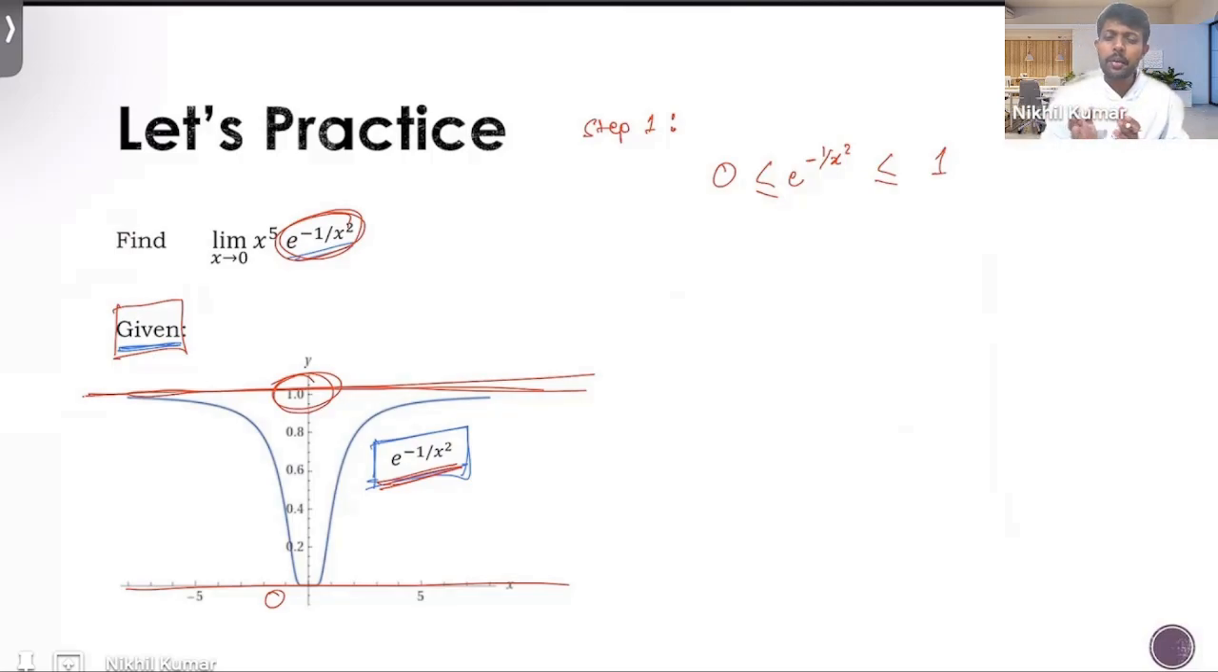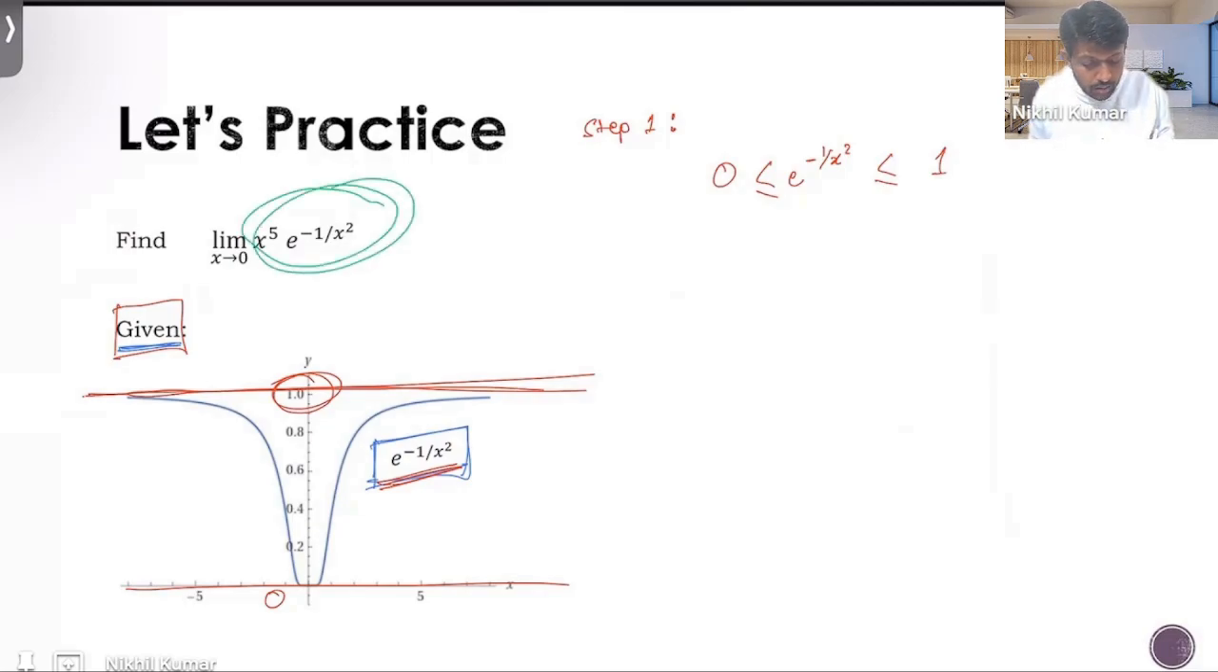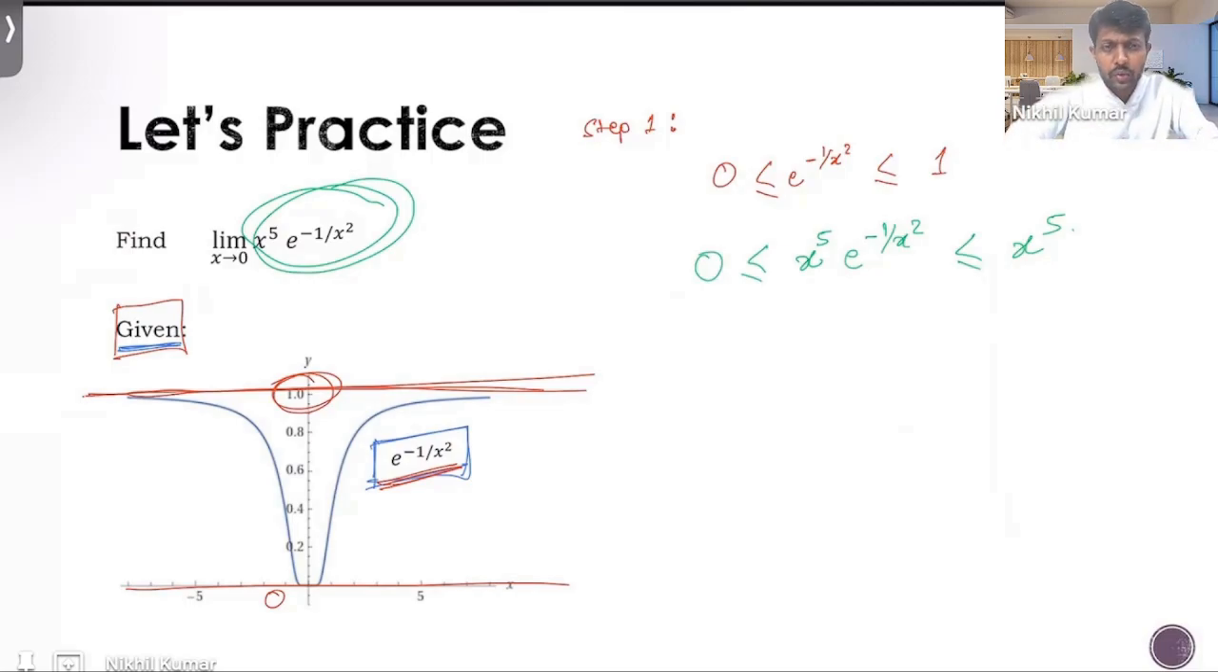Step 2 was to somehow get the original function by doing some algebraic manipulation. And we can see that our original function is this. All we need to do is multiply x to the power 5 everywhere. Minus 1 upon x squared. This is x to the power 5 here. And this is 0 into x to the power 5, always going to give us 0. So this is what we have. So step 2 is also done.